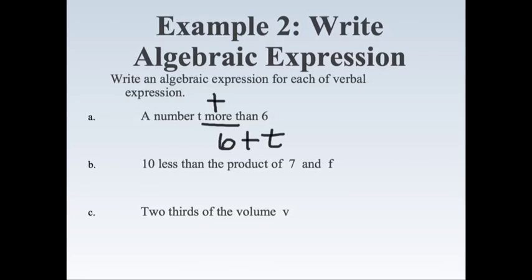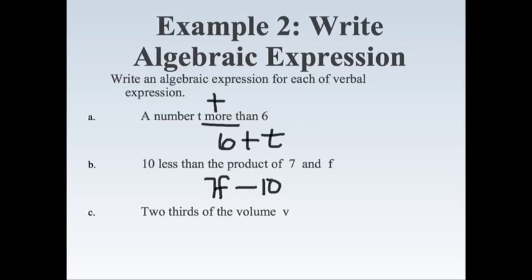Part B: 10 less than the product of 7 and f. When something is less than, you are taking away, or subtracting. If it is 10 less than, I'm going to subtract 10. What are we subtracting 10 from? 7 times f. Remember, I don't necessarily have to write a multiplication symbol when I'm multiplying a variable and a number. I can just put them next to each other, and that means multiplication.